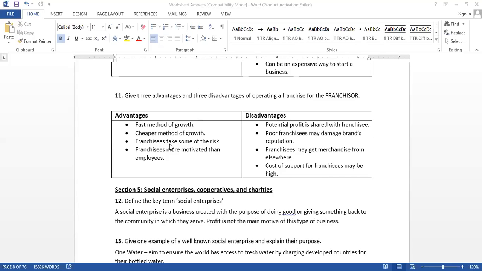So if something happens to the business, the Apple company doesn't have any risk to bear, because the employee wages, overheads, everything has to be paid by the franchisee. However, when you're giving the franchise license, potential profit is shared with the franchisee. If Apple can reach the Indian market by themselves, they can go and sell as usual, like it's happening right now. But if you give the franchise license, potential profits have to be shared with the franchisee. Sometimes poor franchisees may damage the brand reputation, and franchisees may get merchandise from elsewhere.